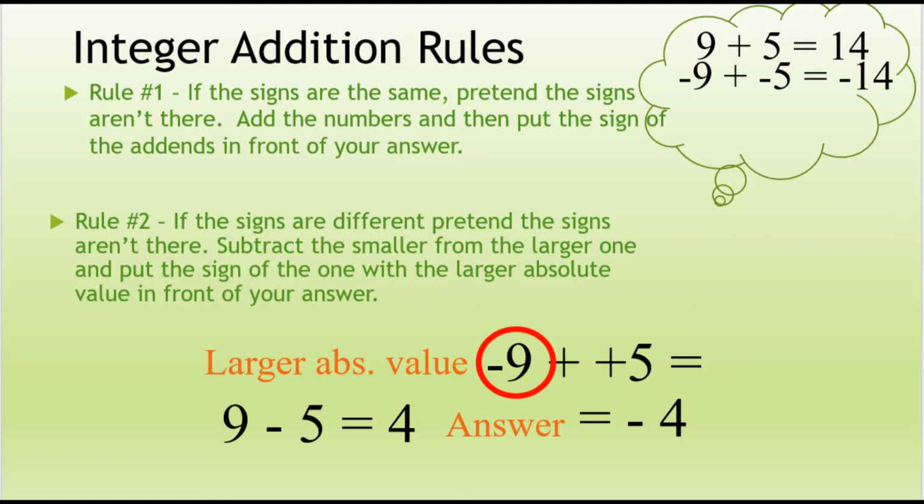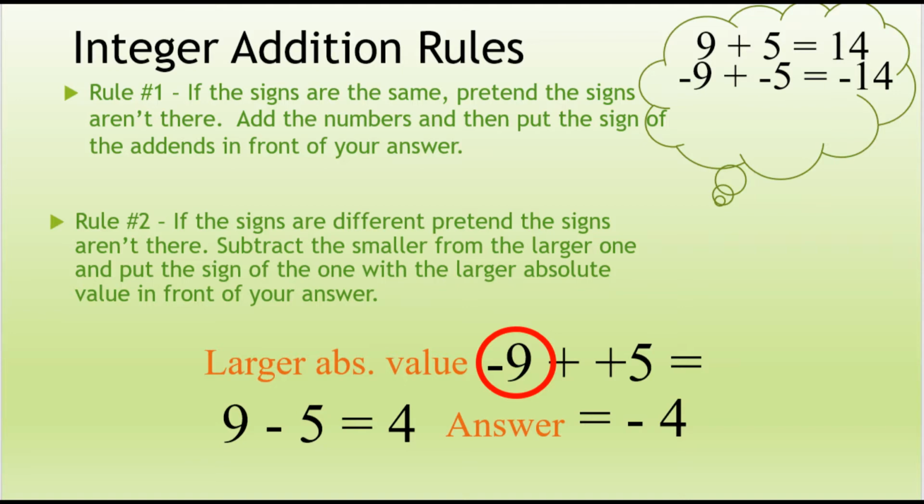Integers have certain addition rules. Rule number 1 is, if the signs are same, pretend the signs aren't there and add the numbers, then put the sign of addends in front of your answer. You can see in the example 9 plus 5, both are having positive sign. We'll assume that there is no sign, we'll add it up, we'll get 14. So in front of 14 we'll put positive sign. If there is no sign in front of the number, that is assumed to be positive one.